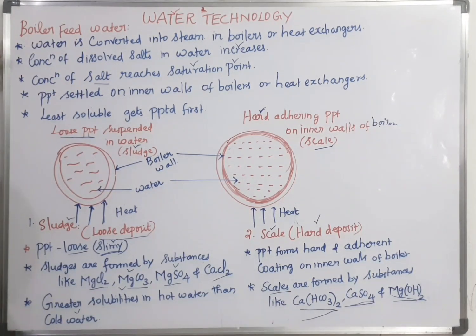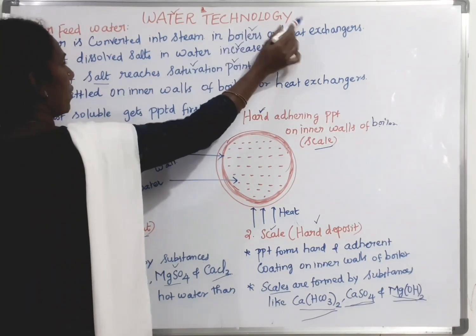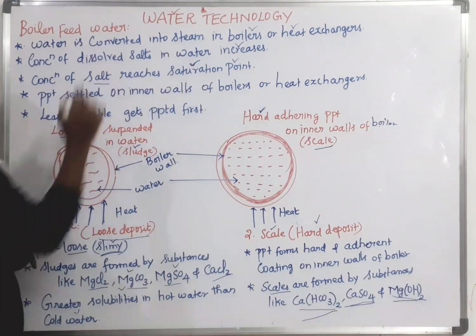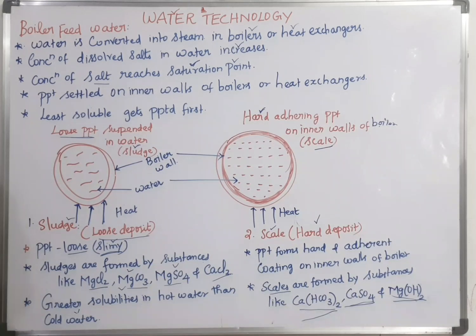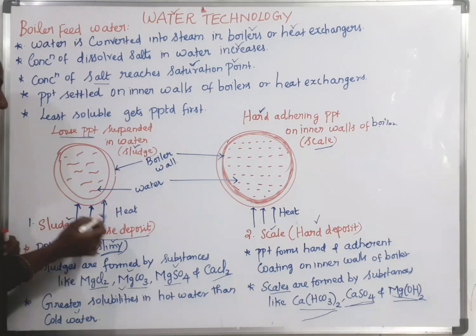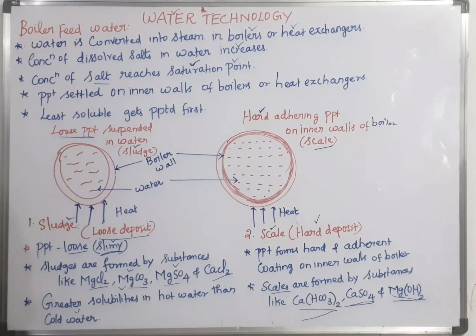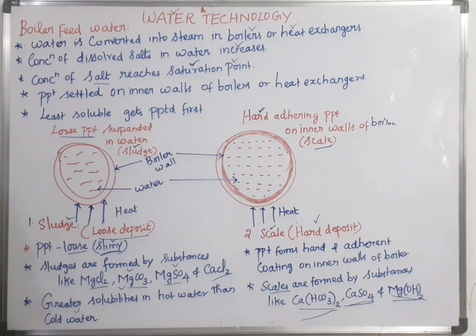In this video we have seen about boiler feed water. Water gets converted into steam by using boilers or heat exchangers. During this process the concentration of the salts increases and it reaches the saturation point. So a precipitate gets settled on the inner walls of the boiler. We have seen about sludge and scale. In the next video we will see the differences between sludge and scale, and also the common effects that take place due to the formation of scale.